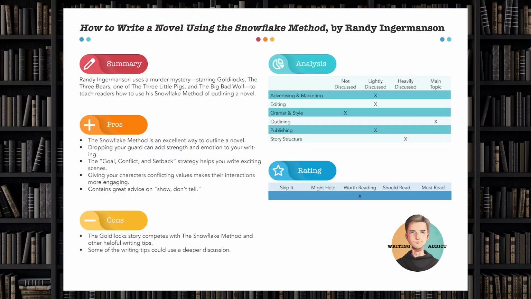Let's go over the 6-point analysis for this book. This book does not discuss grammar and style, which is a shame because Randy is an excellent writer. It lightly discusses advertising and marketing, editing, and publishing. It heavily discusses story structure, and the main topic of this book is outlining. Overall, I give this book a worth reading rating.